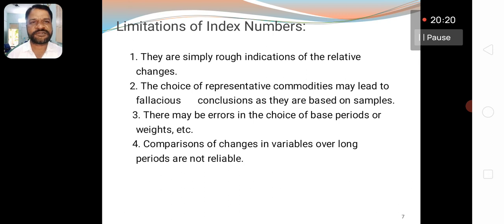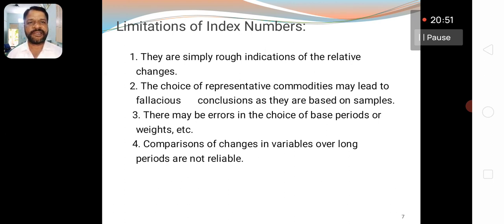Then the limitations of index numbers. Now, it is not free from certain limitations. They also suffer from certain limitations. They are simply rough indications of relative changes. What you are calculating, the changes in the prices or movement of prices, is a rough indication. It is not permanent, and it is not an original one.